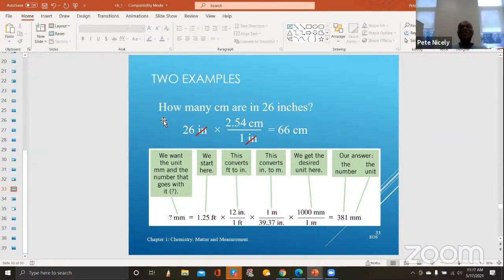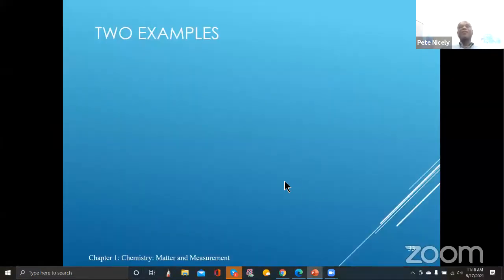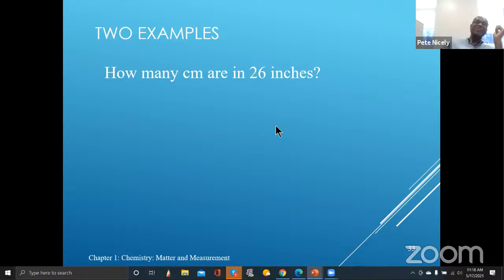you could be asked, for example, how many centimeters are in 26 inches, all right? So let me bring this back up here. How many centimeters are in 26 inches, all right? So the way we set this up is that we start off with what we're given. We're given 26 inches. And then we multiply that by a conversion factor, which represents the relationship between the inch unit and the centimeter unit.